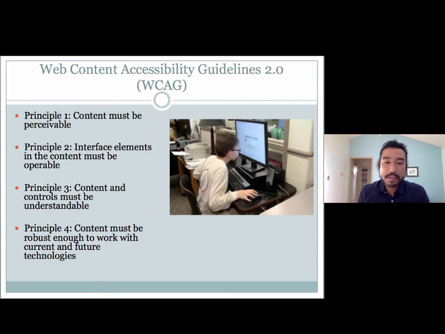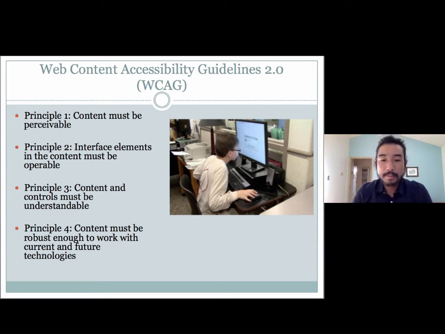Content must be perceivable also implies that we need to have alternatives to timed sessions. For example, if you have a lecture that's only video, there should also be a transcription available to the user. Or if it's audio only, there should also be a transcription. So there needs to be some alternatives to that for people who have learning differences.